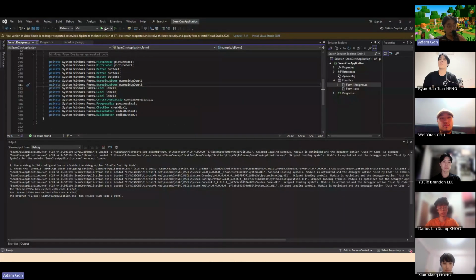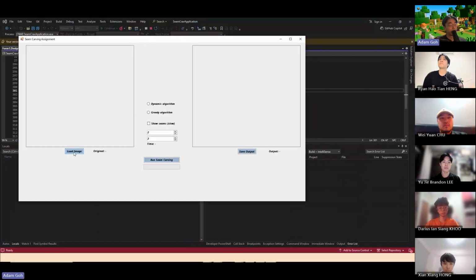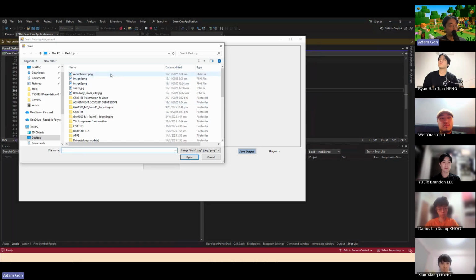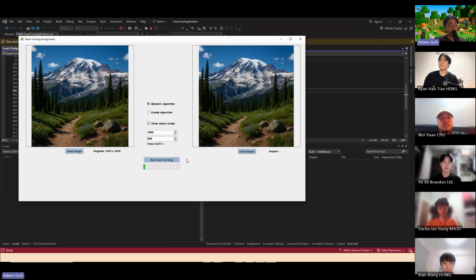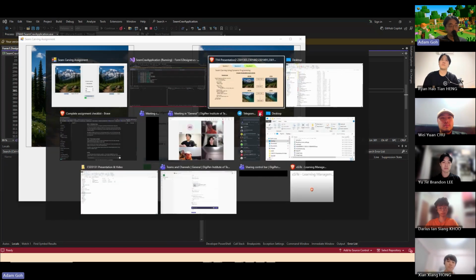So in our code, we can run the application and then we can load an image like Moreno. Choose dynamic programming and show the seam. So we want to seam carve it to 1000 by 900. And then we can run the seam carving. While it's running, it will seam carve the image and we can output it later on. So while it's running, we'll present question 2.